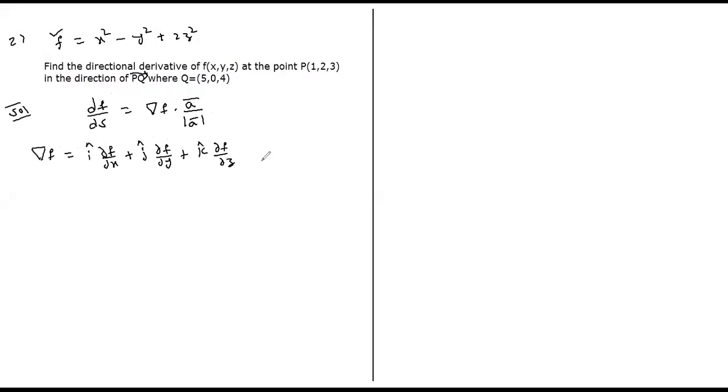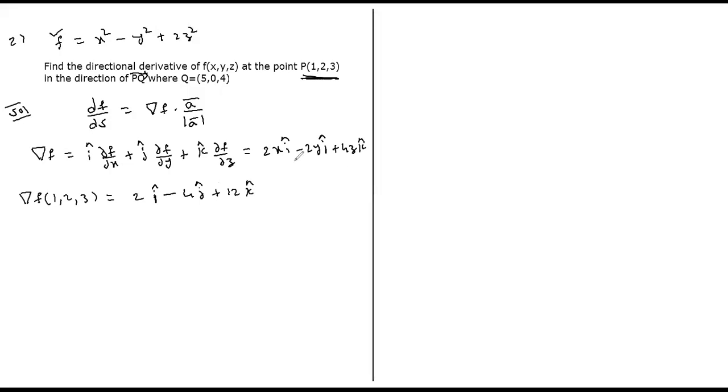According to the function, dou f by dou x is 2x, dou f by dou y is minus 2y, and dou f by dou z is 4z. And at what point do you want the directional derivative? At the point 1 2 3. So del f at 1 2 3 is going to be 2i bar, substituting y equal to 2, minus 4j bar plus 12k bar.